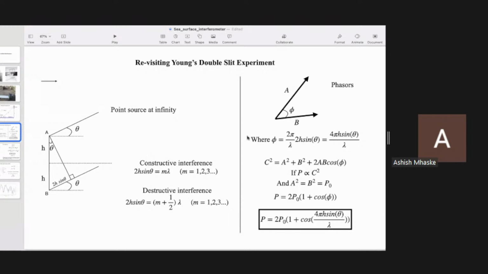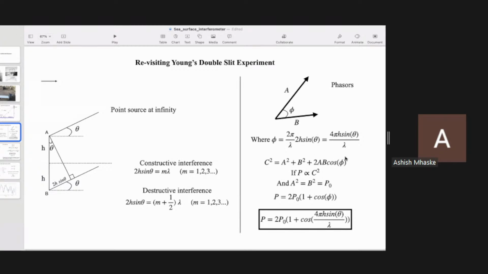Phasor addition is very similar to vector addition. If we add, we get this equation: C squared, the sum of these two waves, is a squared plus b squared plus 2ab cos phi. A and b are the amplitudes of the waves at the two antennas, and phi is the phase difference that we calculated here.